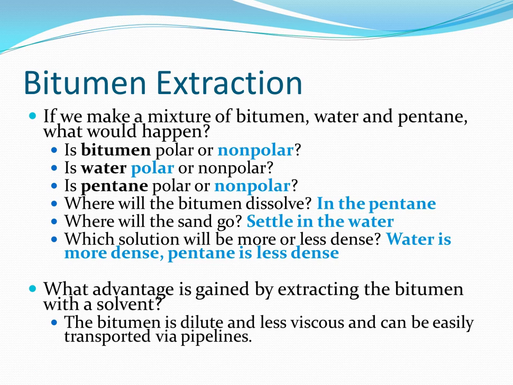Water is more dense and pentane is less dense. As a result, the water solution with settling sand will be in the bottom, and the pentane and bitumen mixture will be on top. It is helpful to have the bitumen dissolved in pentane because then it is not as viscous and it will be able to travel through pipelines more easily.